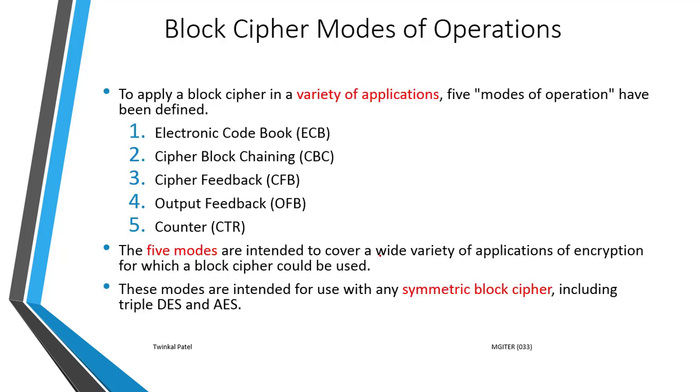To apply a block cipher in a variety of applications, five modes of operations have been defined. First is electronic codebook mode, second is cipher block chaining mode, third is cipher feedback mode, fourth one is output feedback mode, and last one is counter mode. These five modes are intended to cover a wide variety of applications of encryption for which a block cipher could be used. These modes are used with any symmetric block cipher including triple DES and AES.